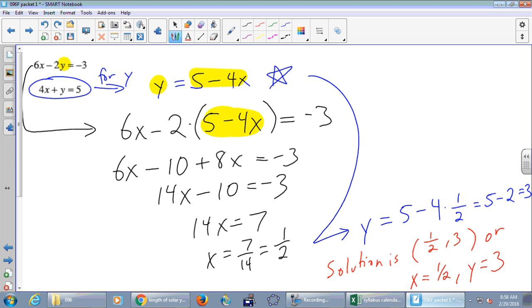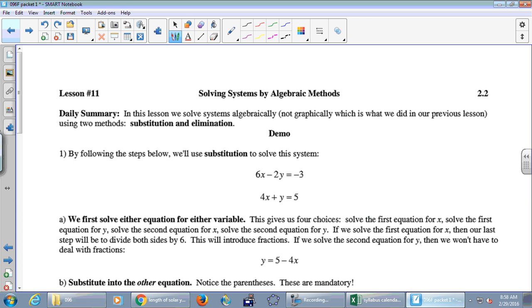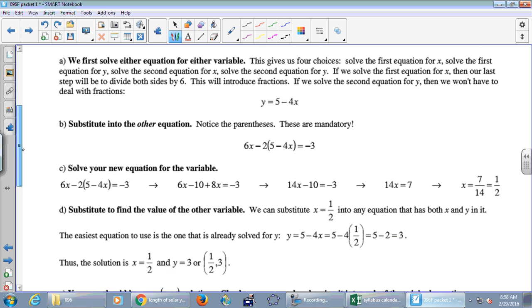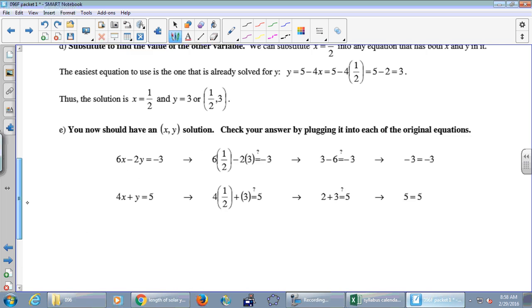Questions on substitution? It's called substitution because you substitute in that first equation. We substituted instead of y, we put 5 minus 4x. Okay, so all the steps are written out back on the page that we left. So if you need a kind of a reminder, you can just read through this. It's in English, but we're not going to read through it here.